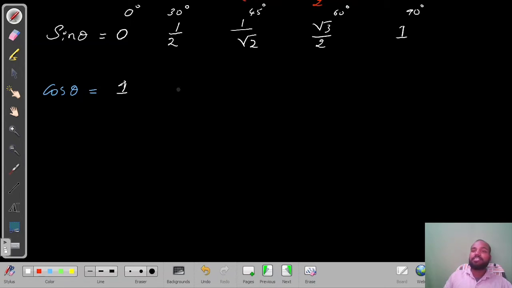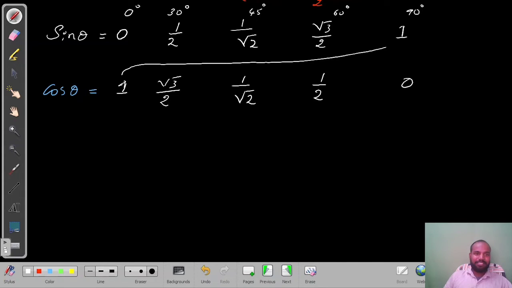Right. Next, cos 30 is root 3 by 2. Next, cos 45 is 1 by root 2. Next, cos 60 is 1 by 2, and cos 90 is 0. Is it clear? Just what I am doing here is reversing the sine values. Yes or no? Yes. You can see here, sin 45 and cos 45 are both the same. So I am just reversing the numbers.